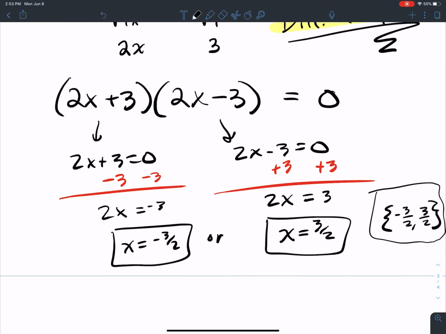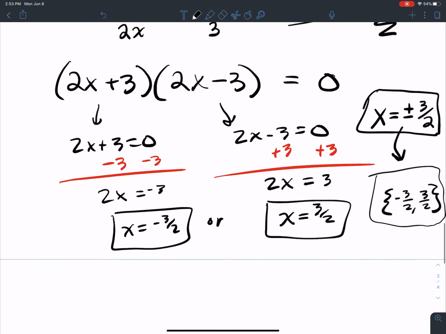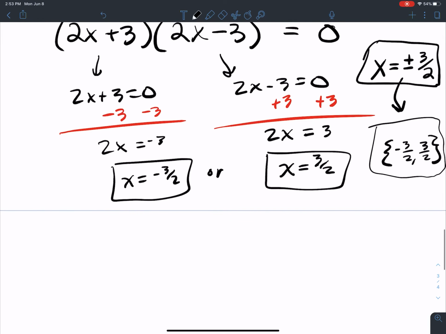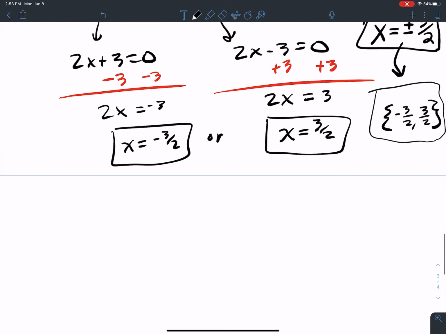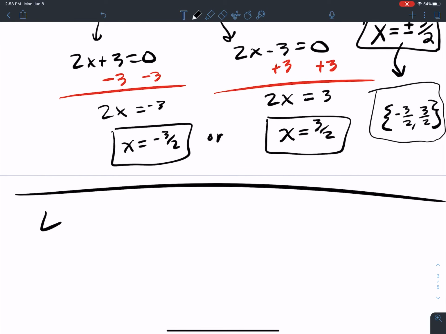Now, sometimes people might write it like this: x equals plus or minus 3 over 2. So this means the same thing. If you wrote that, I'd give you credit for that, okay? Now, your homework system may not like that, but they're just a little picky, aren't they? All right. One last problem here for solving by factoring.